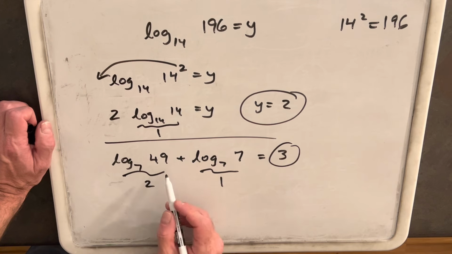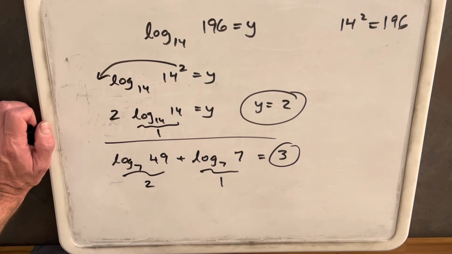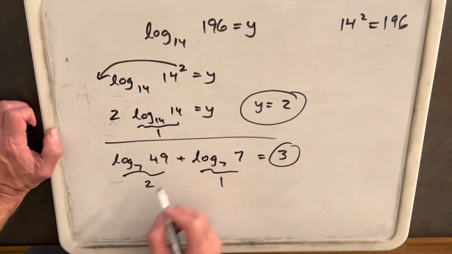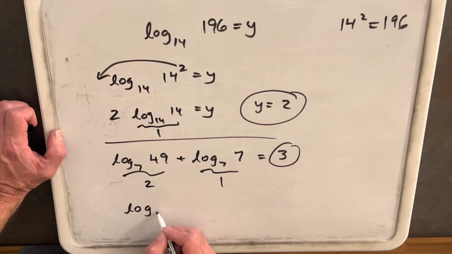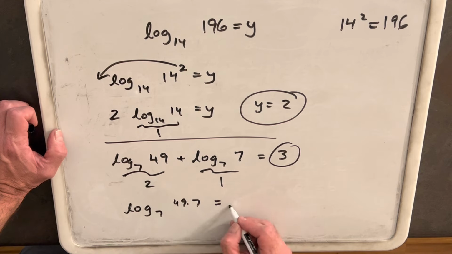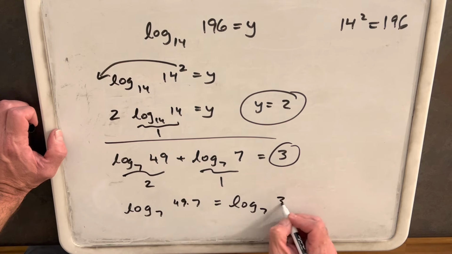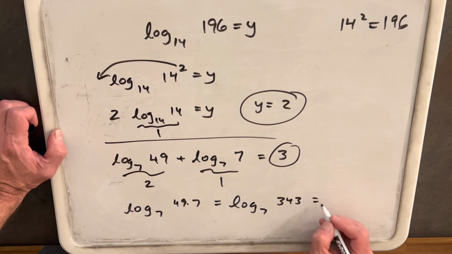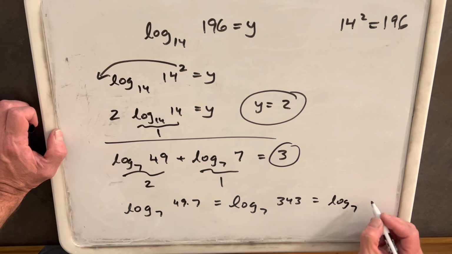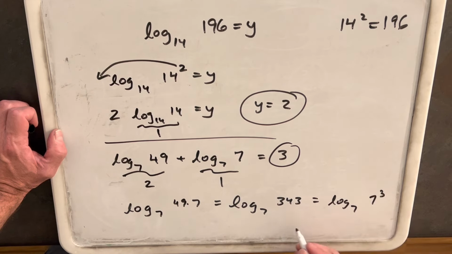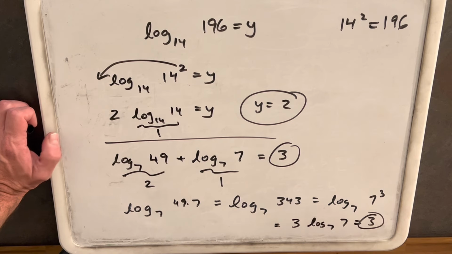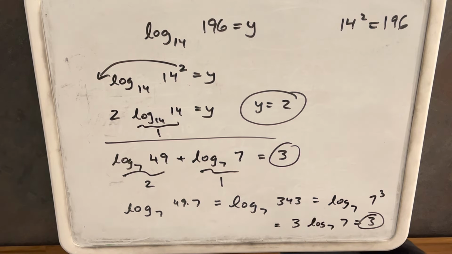Now alternately, it's not going to make it easier, but when you have this property of adding logs, you can multiply them. So you could rewrite this as log base 7 of 49 times 7, which is log base 7 of 343. 343 is 7 cubed. I'm making this way too hard. Equals 3. That's too much. Let's just move on to the next one.